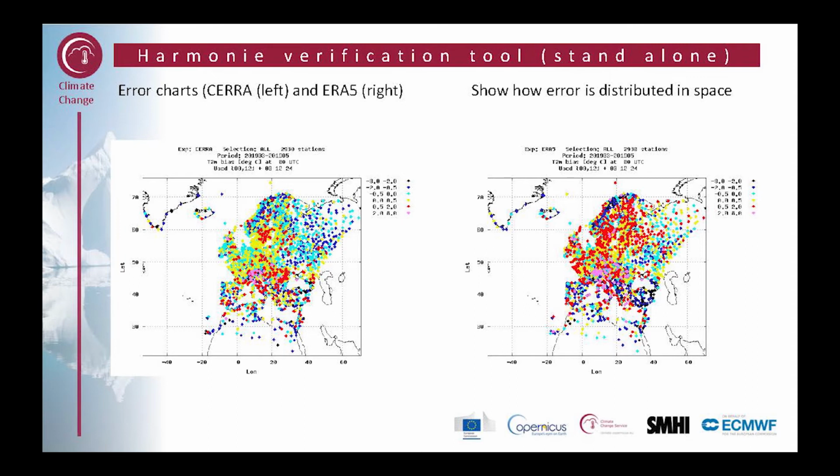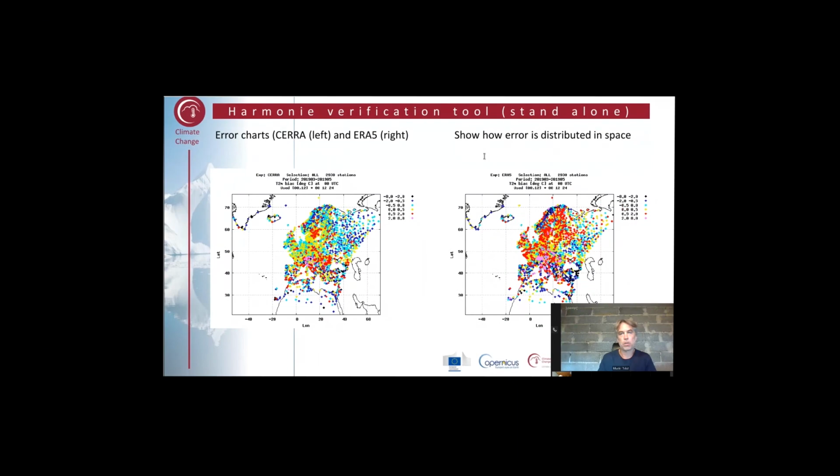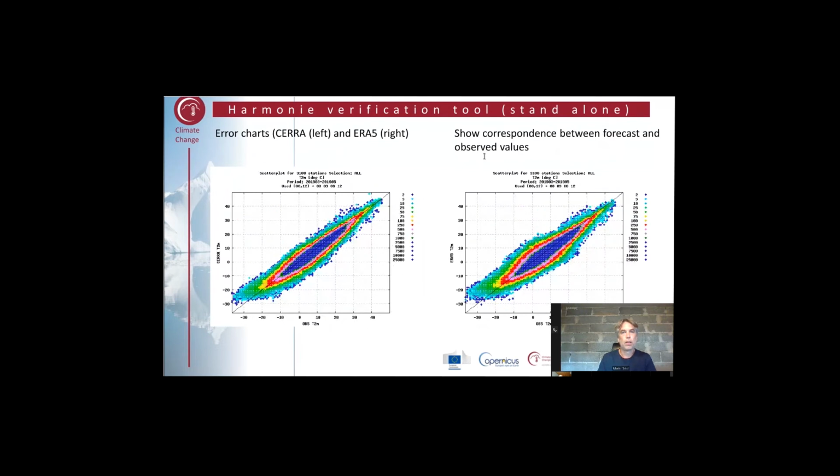These are mainly for if we discover something that looks suspicious. You can look at these maps to see if there's some specific area, or if we lose all the observations from some place or something like that. We can look at scatter plots.